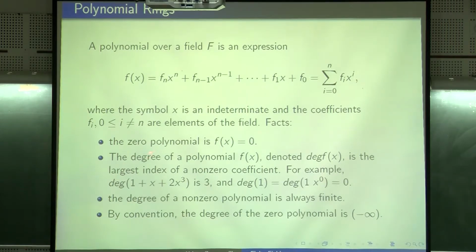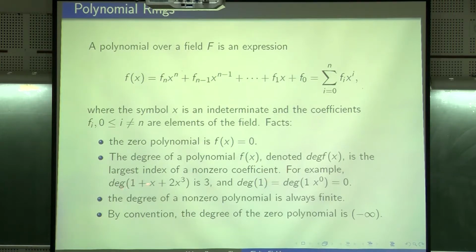So now we need some definitions. When you are dealing with 0 to p minus 1, that is okay, you can use the numbers. So the zero polynomial is f(x) equal to 0, which is the same as the 0 in the underlying field. Then the degree of a polynomial: for example, how do you say one polynomial is bigger than the other? It depends on the degree. The degree of a polynomial f(x) is the largest index of a non-zero coefficient.